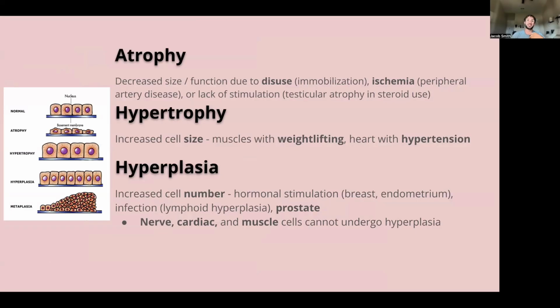Moving on to something a little lighter, atrophy, hypertrophy, hyperplasia. Atrophy is just the decreased size and function of cells, usually due to disuse. So when somebody breaks their arm and they're put in a cast for 6 weeks, they will have atrophy of the muscles in their forearm because they're just not using them.